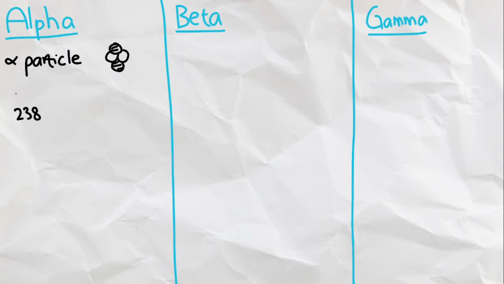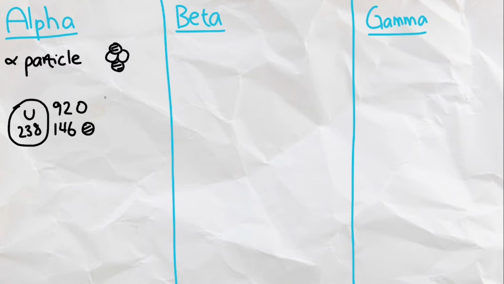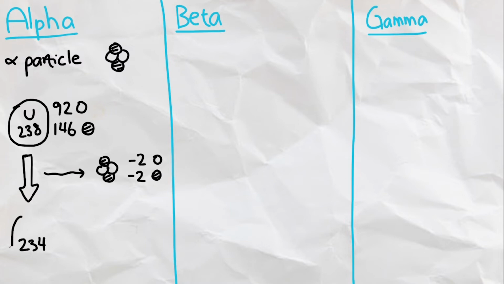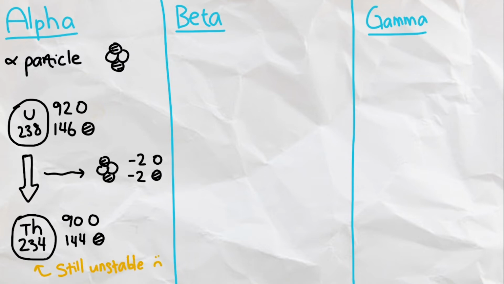Alpha decay occurs in heavier elements, so take uranium for example, with a mass of 238 with 92 protons and 146 neutrons. When it undergoes alpha decay, it loses 2 protons and 2 neutrons, making it into an atom with a mass of 234, with 90 protons and 144 neutrons. Which means, when uranium undergoes alpha decay, it emits an alpha particle and becomes thorium-234, which is still an unstable and radioactive element that will undergo decay again until it reaches a stable element.